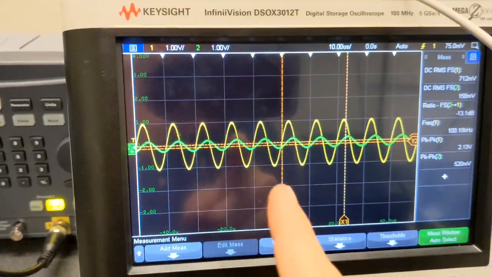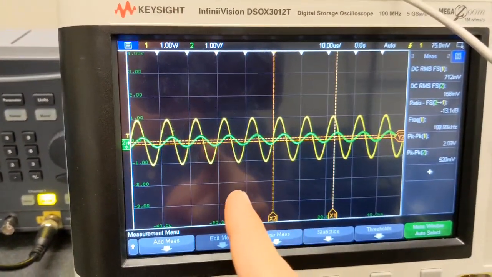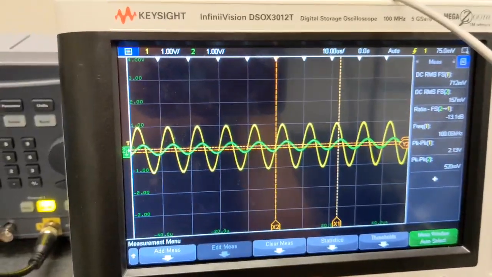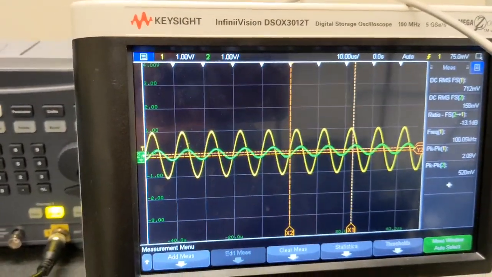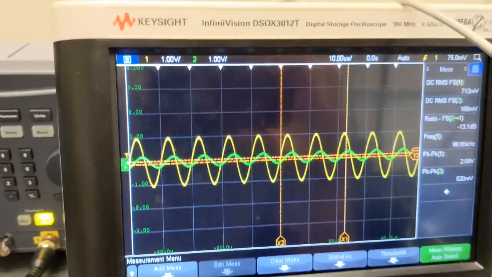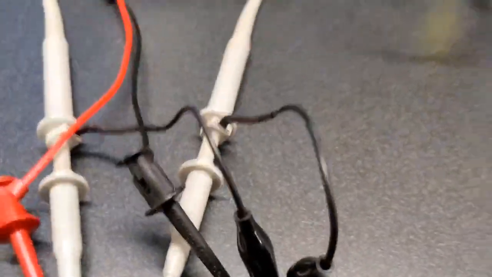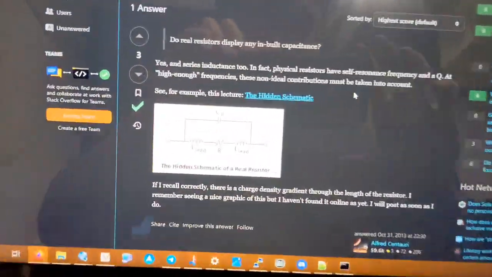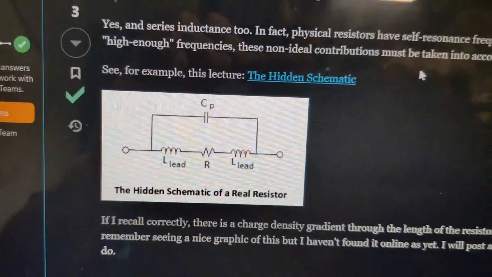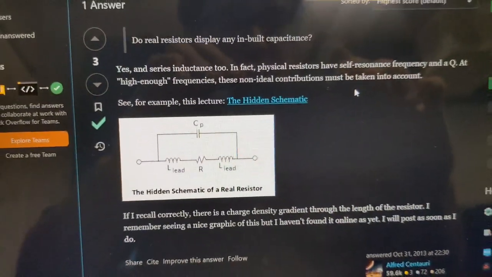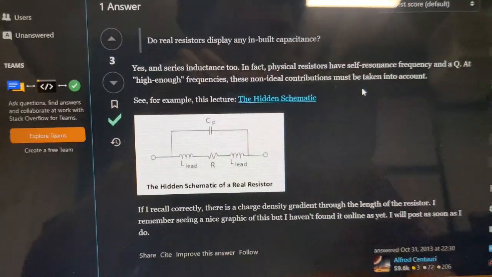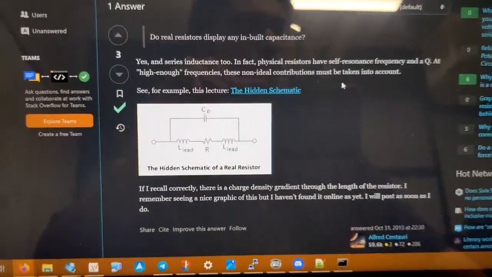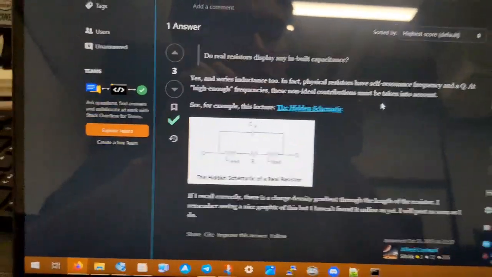The higher frequency we go, the less signal we get at the output. And the fact that the peak is shifting a little bit to the right, and that and the low-pass filter behavior, made me think, does the resistor have a little bit of inherent capacitance? And the answer is yes. I did a quick search on the web, and this is the Physics Stack Exchange. I found this neat diagram, the hidden schematic of a real resistor, and it shows the series inductance and the built-in capacitance of the resistor, which makes it act kind of like a low-pass filter at high frequencies.